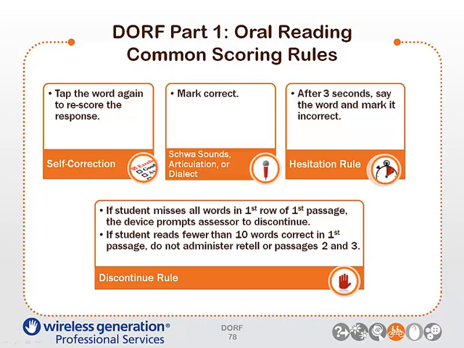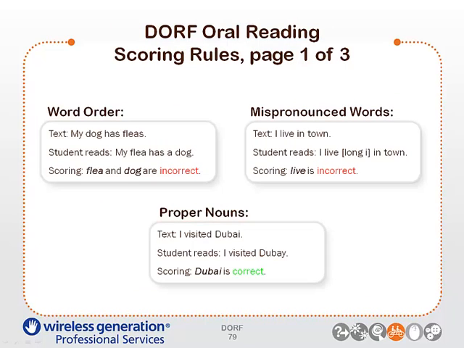There is a 3-second hesitation rule, and if a student misses all words in the first row of the first passage, the device prompts the assessor to discontinue. If a student reads fewer than 10 words correct in the first passage, do not administer retell or passages 2 and 3.